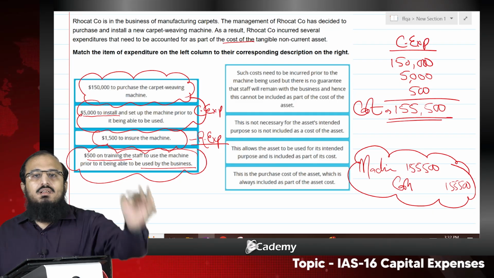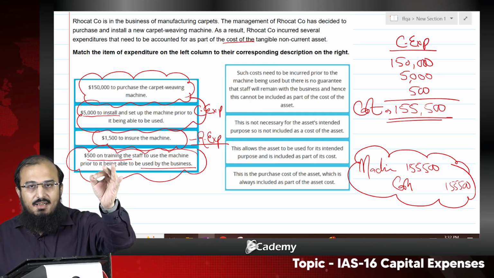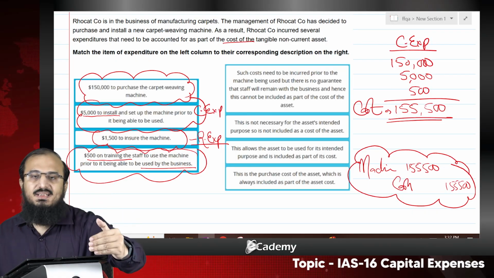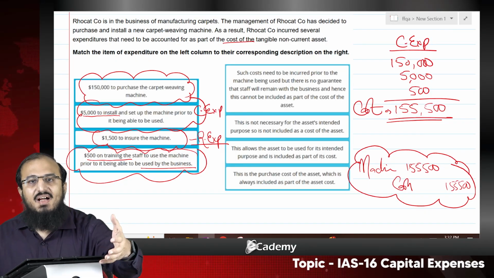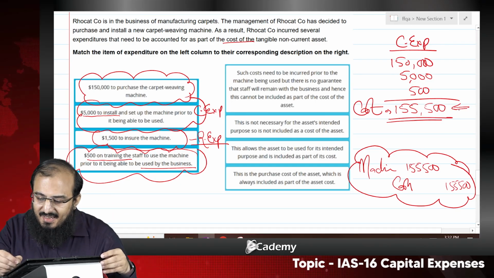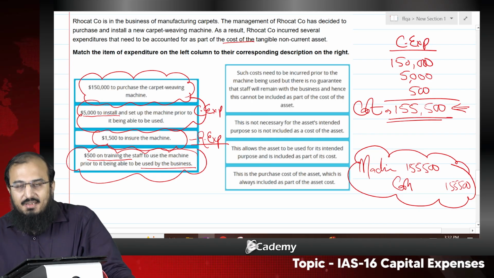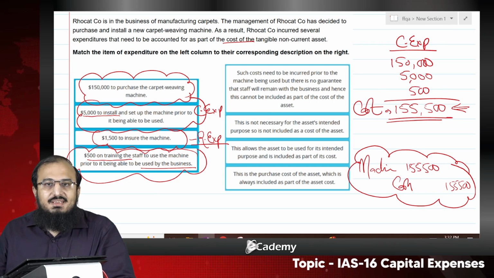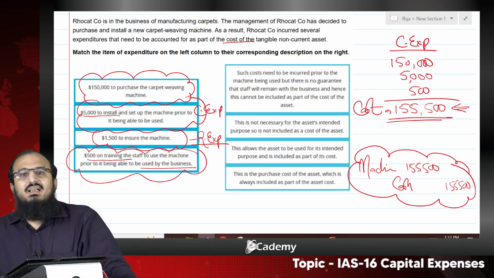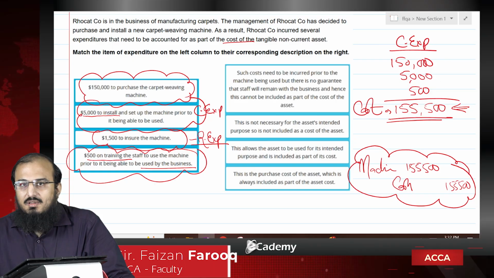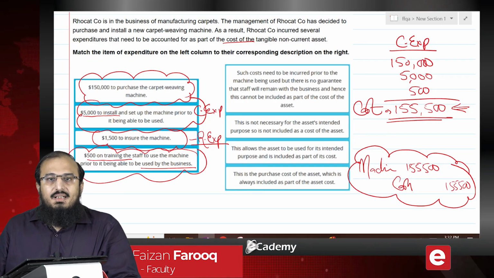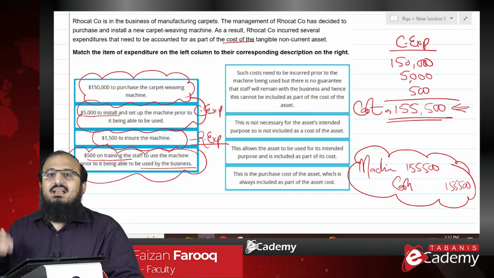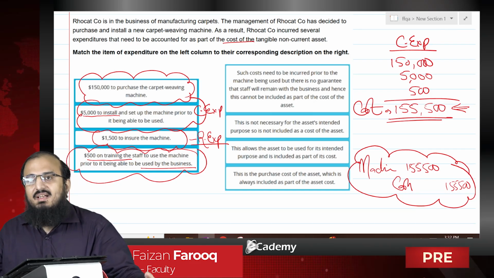IAS 16 is saying you take the list price, deduct the trade discount, and add up all the subsequent expenses. Subsequent expenses is another name for capital expenses. You must add all the capital expenses in the cost of the asset, and whatever answer you get will be known as the cost of the asset, and your asset will be debited. The asset will be recorded at that amount. Take the original cost of the asset, deduct trade discount, and add up all the capital expenses, and we will have the cost of the asset. That's it for this lecture, and in the next lecture, inshallah, we will learn depreciation and other things which IAS 16 is referring us to, or which are in our syllabus.